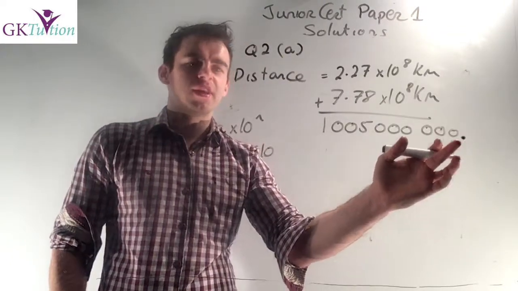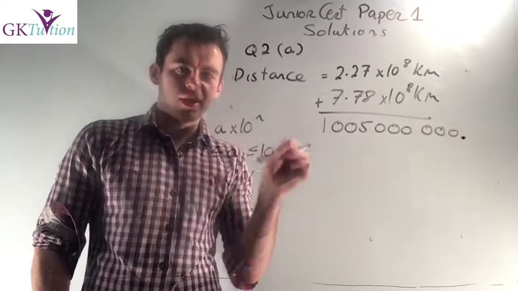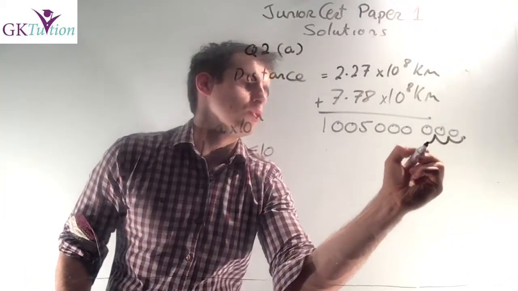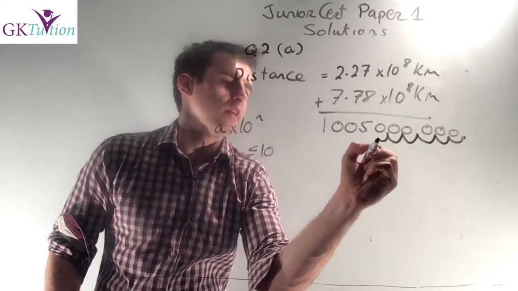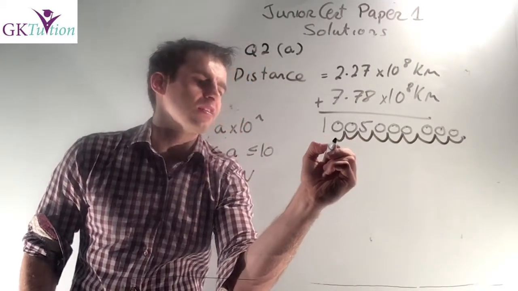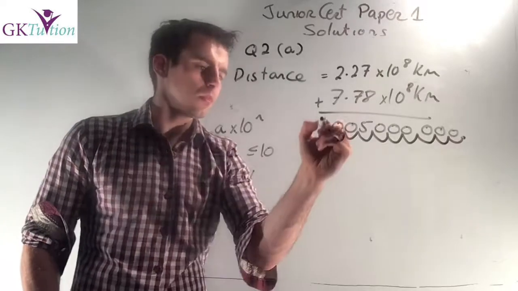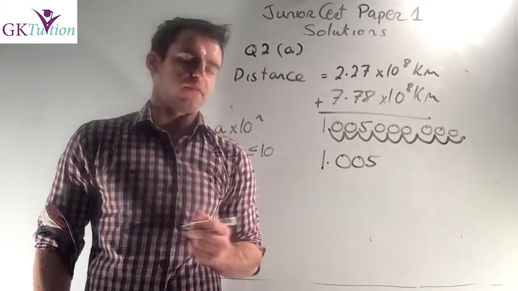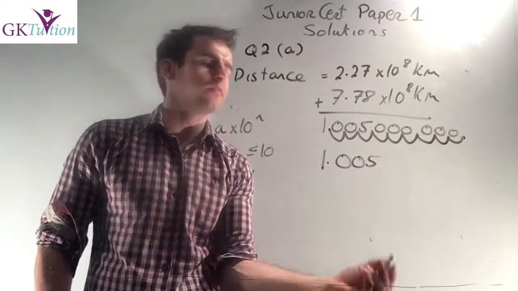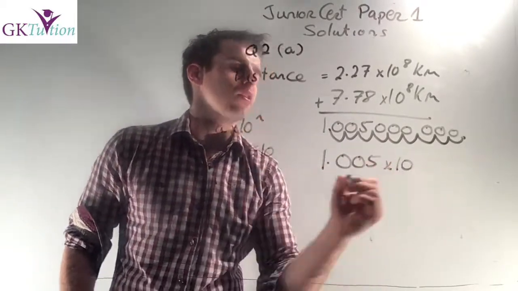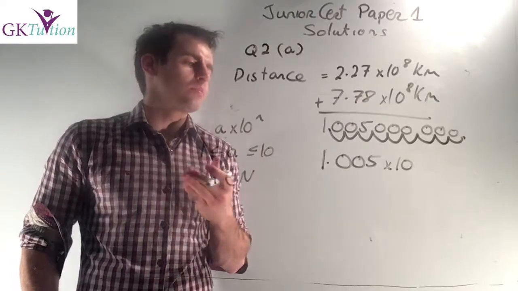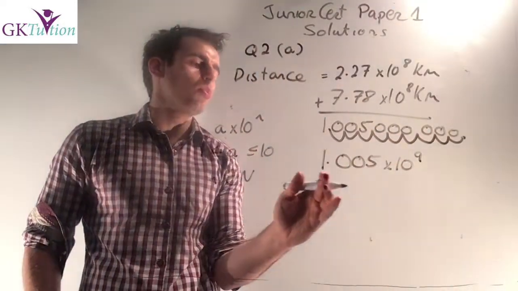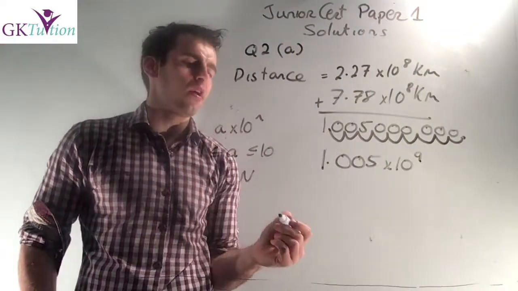At the moment, it's out here. So I should figure out how many times I need to move it. So I'm going to move the decimal place 1, 2, 3, 4, 5, 6, 7, 8, 9 places. And if I move it 9 places, it will be 1.005. 1.005 by 10 to the power of how many times I've moved the decimal place. I moved that decimal place 9 times. So it's 1.005 by 10 to the power of 9.